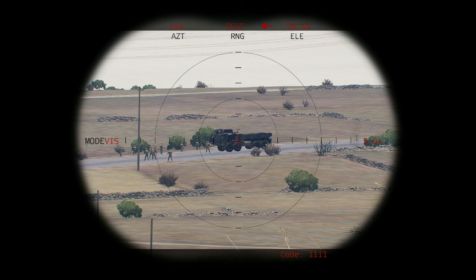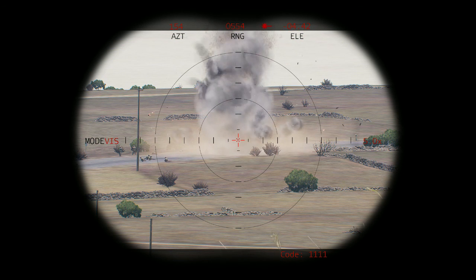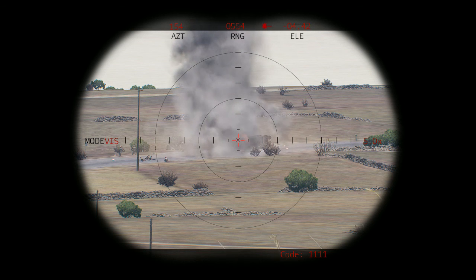Yeah, let's count and start painting. Bomb. So that's how you use the laser guided ammunition.